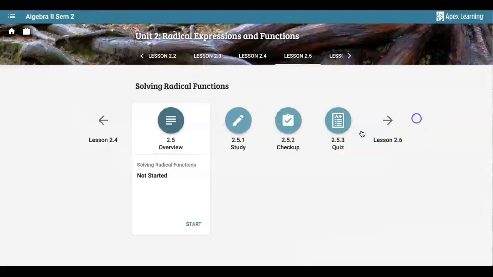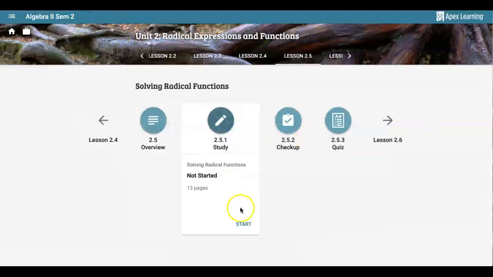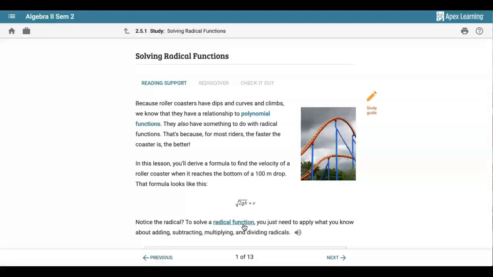On here, lesson 2.5. This is all about solving radical functions. It's going to start off with this roller coaster problem. You may have talked about this in earlier classes, and if you didn't, not a huge deal here.